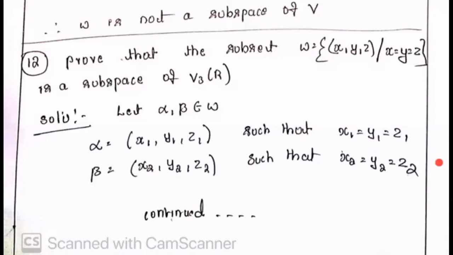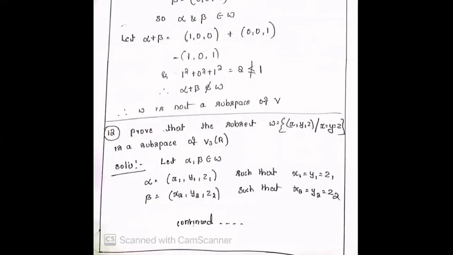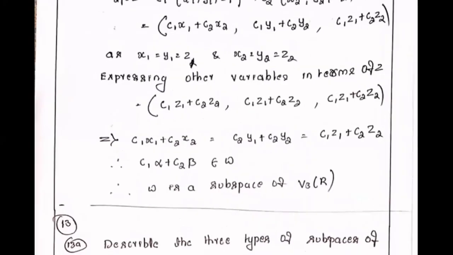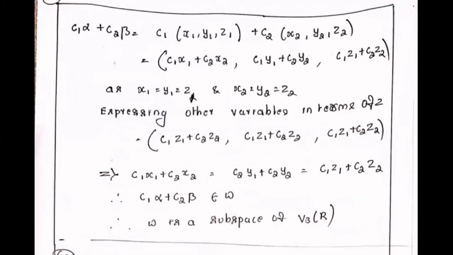And now we have to check addition and multiplication. So here you observe, I have taken the superposition part. If this is satisfied, then both addition and multiplication are satisfied. Here C1 is there, then you substitute alpha, which is (x1, y1, z1). C2 is there, then you substitute beta, (x2, y2, z2). Then there is an addition between them, so obviously what you get is C1 x1, C1 y1. So this is what you got.